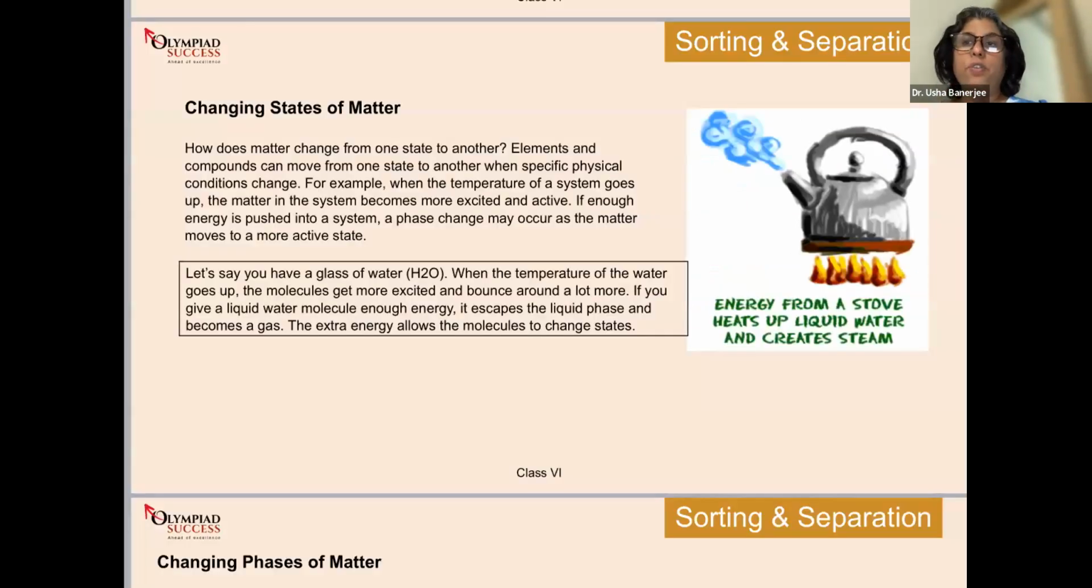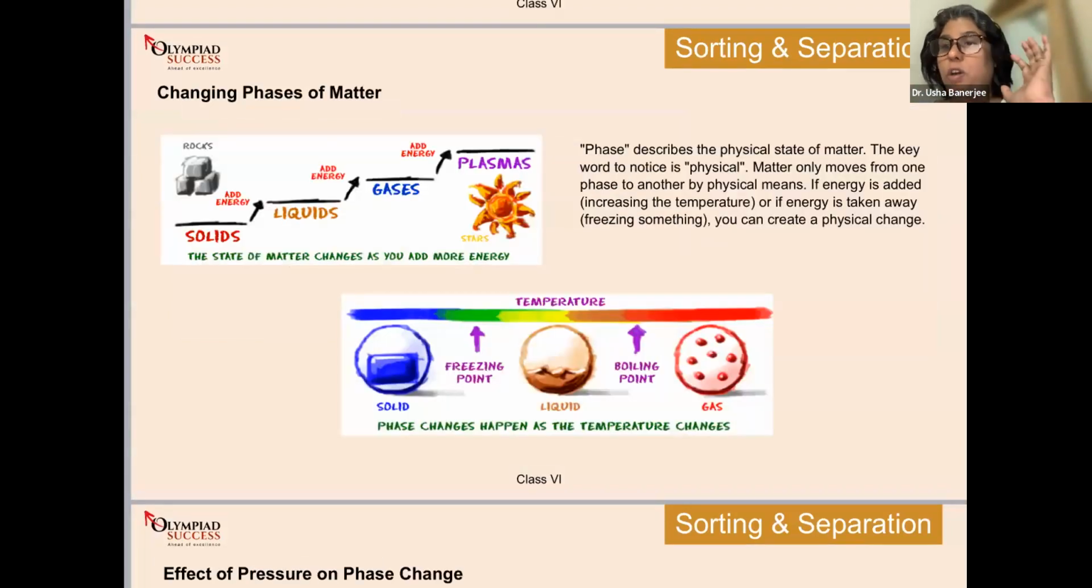Very good. Now, as I told you, in Olympiad Success we are not about class 6. We go to a little higher level. So I told you phase. What is phase? Phase describes the physical state, exactly like state. But in physics, we talk about phase. So we have solid phase, liquid phase, and then gaseous phase, right?